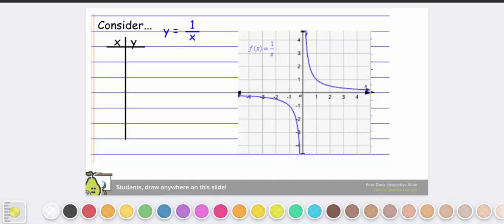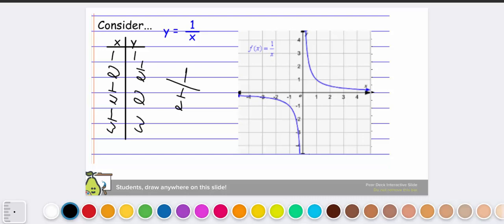Alright, so here's the thing you want to consider: this is the graph we're trying to study. If we put in 1, we're going to get 1. If we put in 2, we're going to get 1/2. Well, what happens if I put 1/2 in? So 1 divided by 1/2. How many halves are in a whole? That's 2. So we're going to get the reciprocal. So if I put in 1/3, I'm going to get 3.